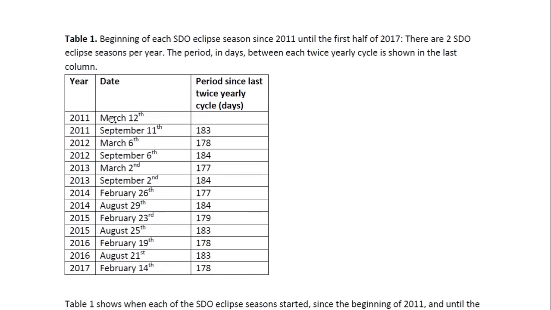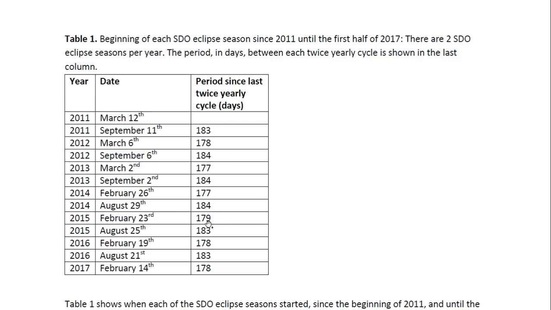Now here we have a table which shows the beginning of the SDO eclipse season since 2011 until the first half of 2017. Because there are 2 eclipse seasons per year, we have 2 starting dates for each year. The time shown in this column is the time between the start of subsequent SDO eclipse seasons. So this number 183 is the number of days between March 12th and September 11th. And this number here is the number of days between September 11th and March 6th. That's the start of the last SDO eclipse season in 2011, and this is the start of the first SDO eclipse season in 2012.